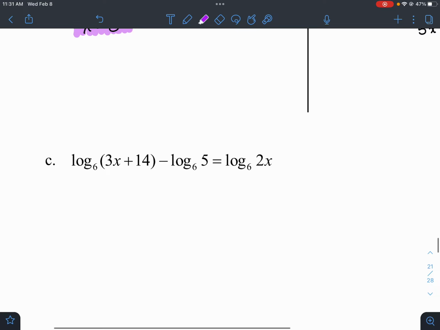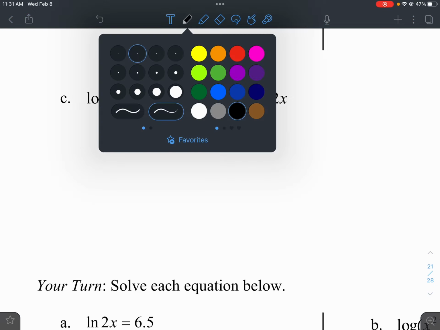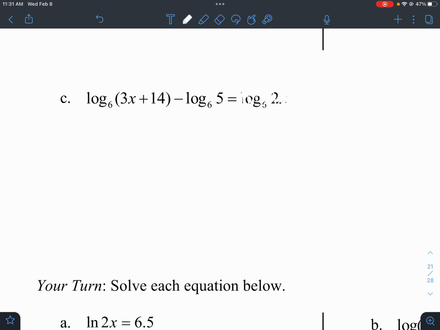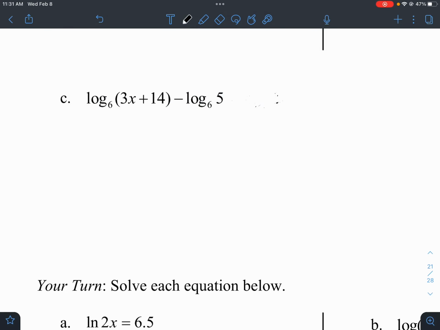And now my third equation here, this is where it starts to get a little bit more involved. I'm going to forget about the right-hand side for a moment. If I just gave you this part a couple days ago and said simplify it, a lot of you would be able to do this. We would say, oh, they have the same base. We are subtracting, so I can rewrite this as division. So I would do log base 6 of (3x plus 14) divided by 5.